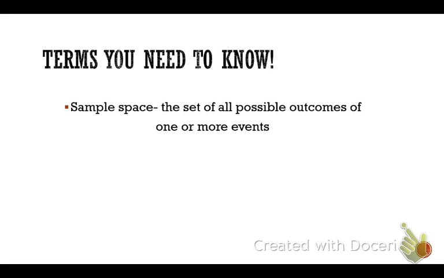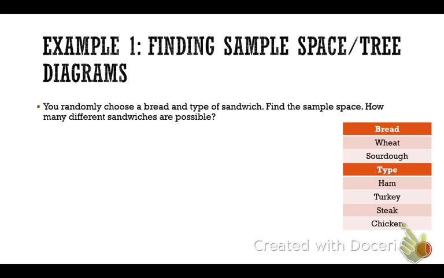So what you need to know is a sample space is the set of all possible outcomes of one or more events. The sample space, for lack of a better word, creates the space for us to show that. All right, so example 1, finding a sample space and showing it through a tree diagram.